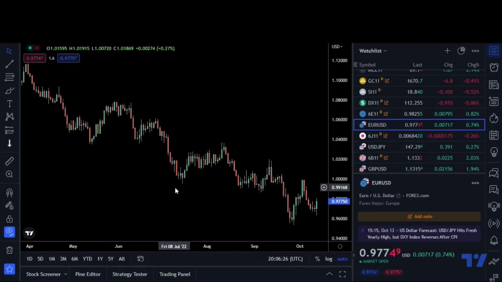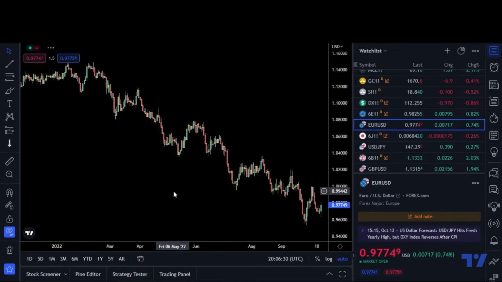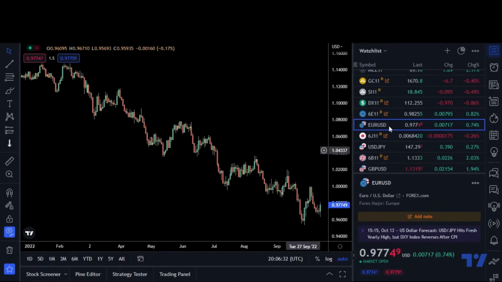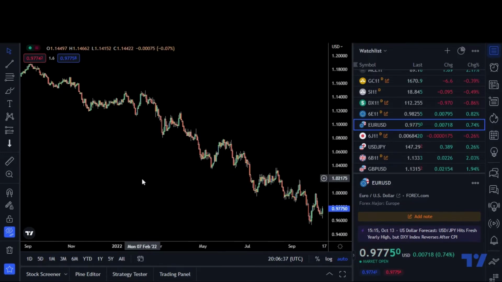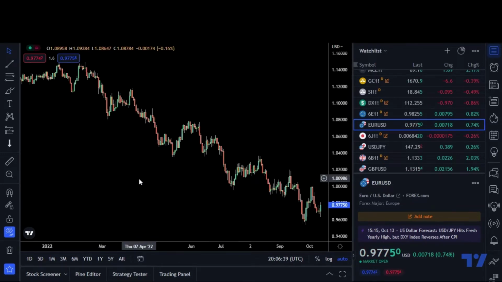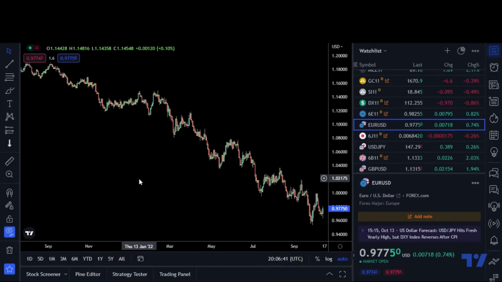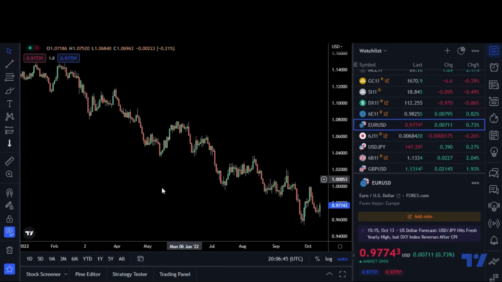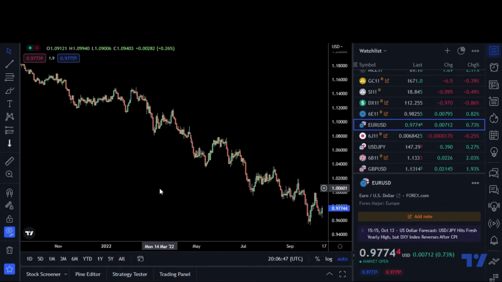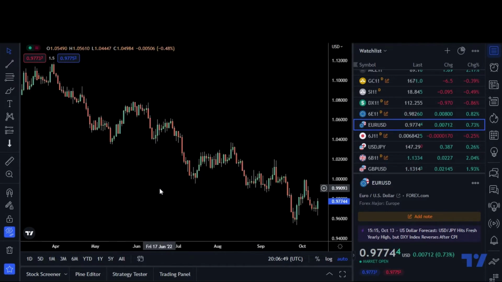So what I would do is something like this. The chart I'm looking at here is the euro, but this could be your favorite stock, your favorite ETF, your favorite crypto, or a futures contract. Whatever asset class you want to use, it doesn't matter. This applies to all asset classes.